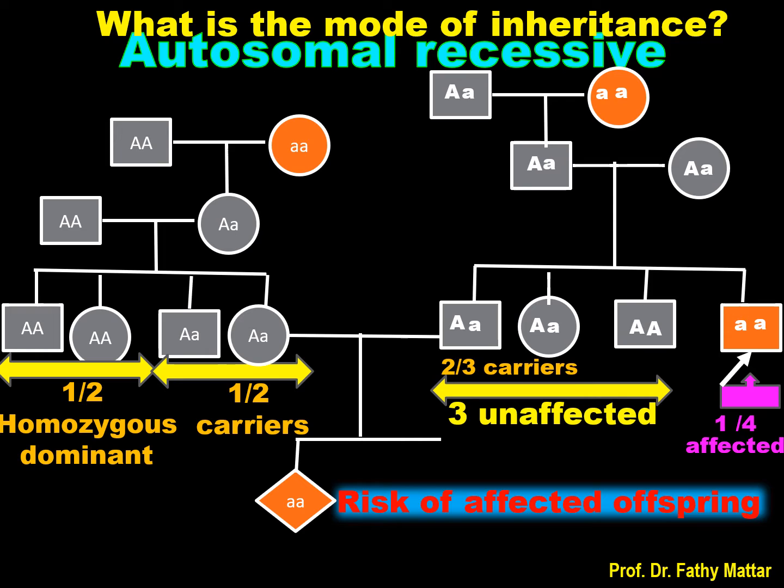First of all, for the father to be a carrier, the probability is 2/3. For the mother to be a carrier, the probability is half. For the child to have the disease, the probability is 1/4. So the risk of an affected child for this family is 1/12. Okay.